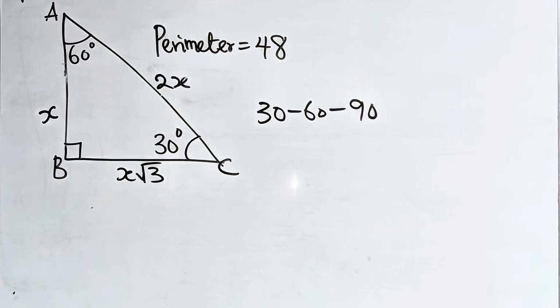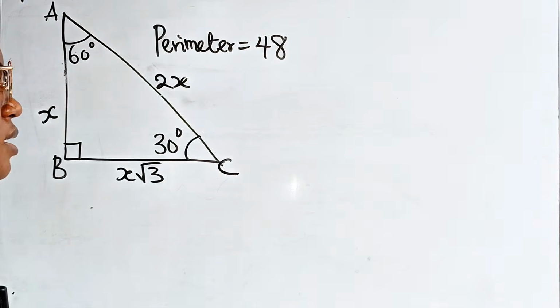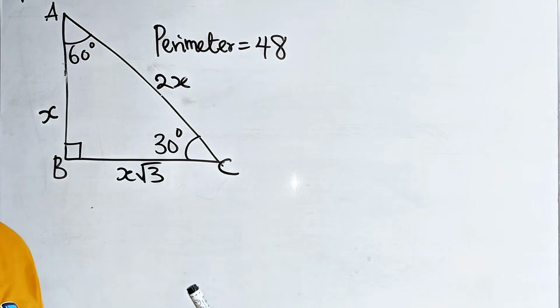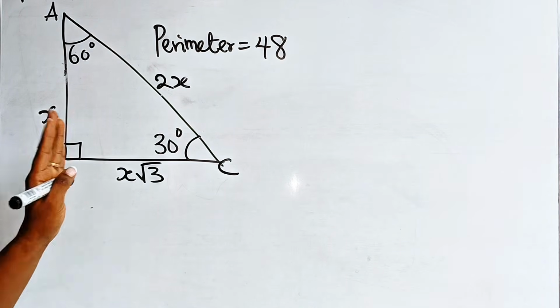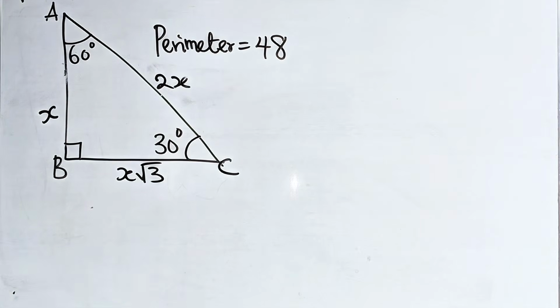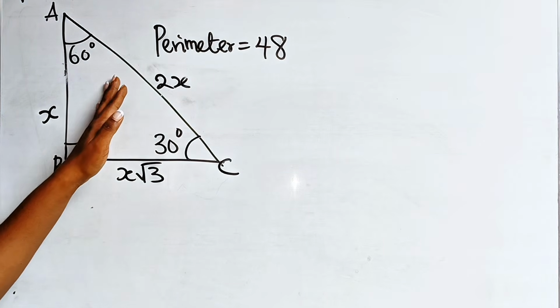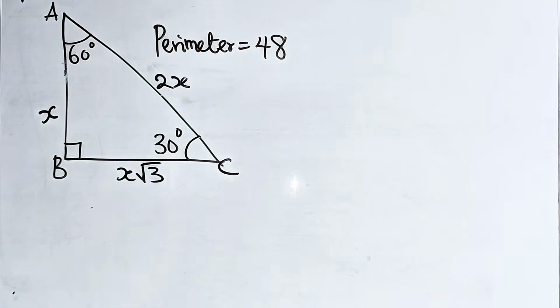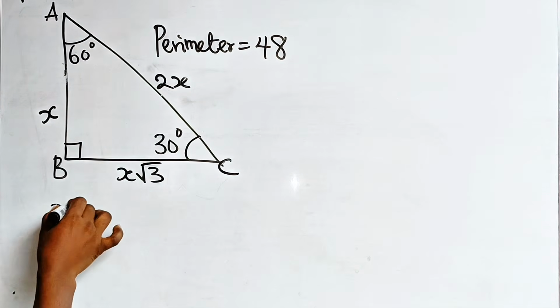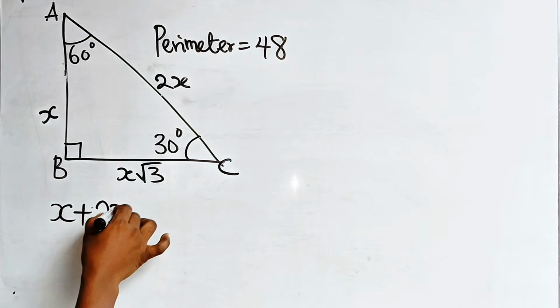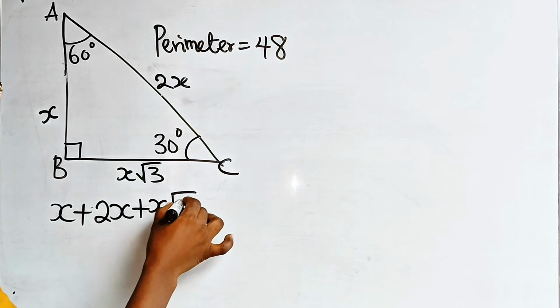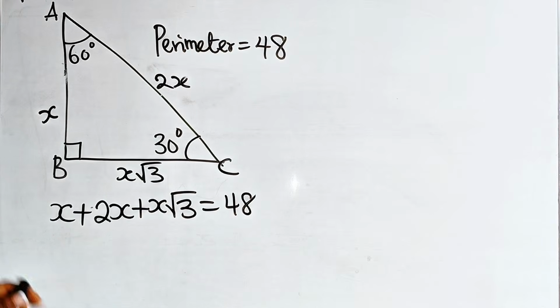Perfect. Now, why did they give us the perimeter? For them to give us the perimeter means that there is more to this. They're just giving us the direction on how to find the area. Sorry, I forgot to say that we are asked to find the area of this triangle. So remember that perimeter is the distance around an object. So if the perimeter of this triangle is 48, it means that if we add x to 2x to x root 3, our answer becomes 48.